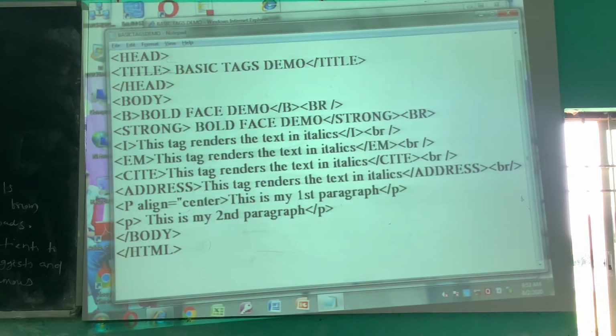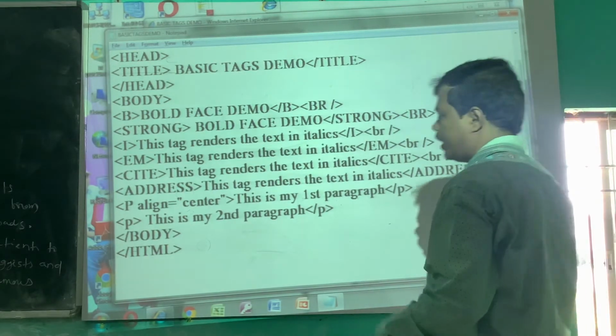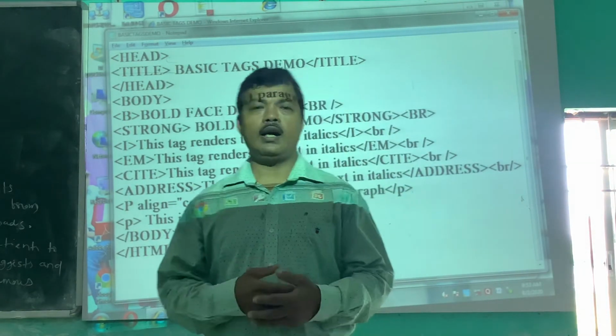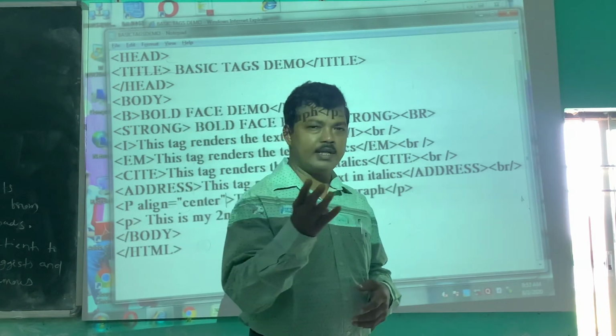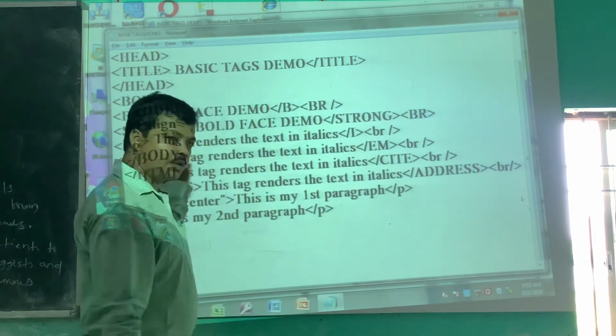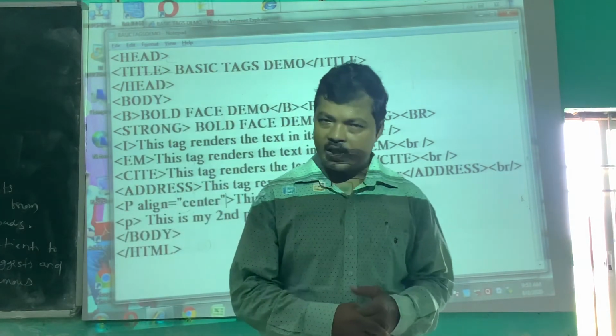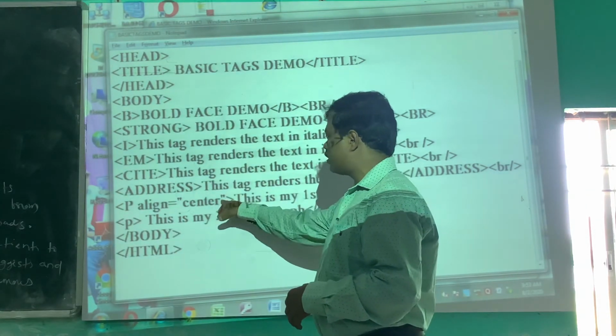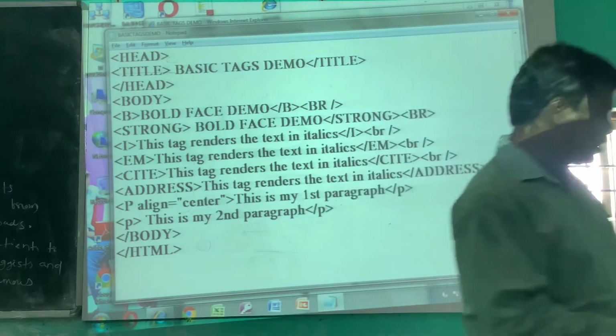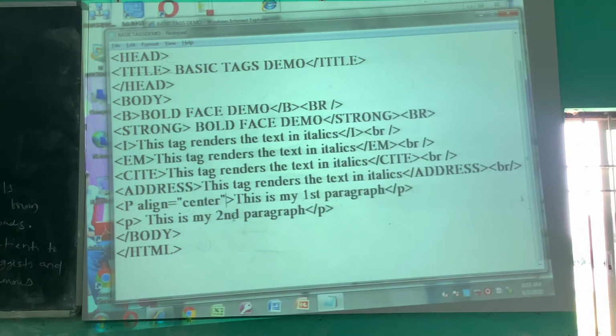How many types of alignments are there? There are 4 types of alignments: left, center, right and justify. One is left, which is the default alignment of text. Another one is center, then right and justify. If you want to see this text center aligned, then we have to type the attribute align and give its value as center, by typing align equal to center.